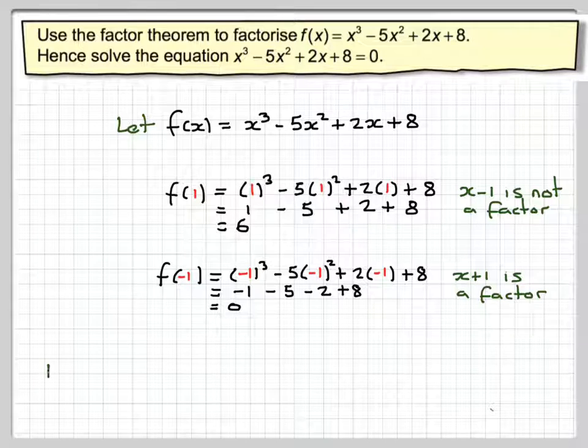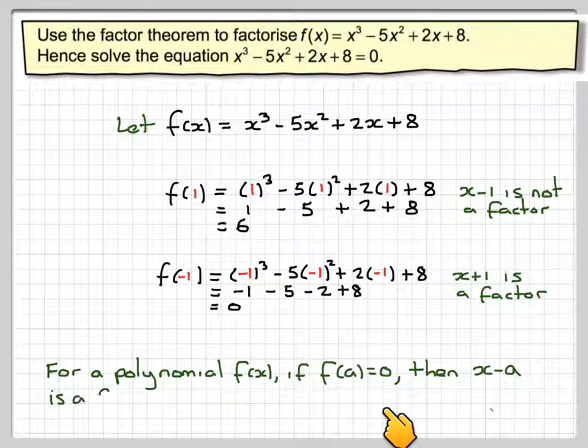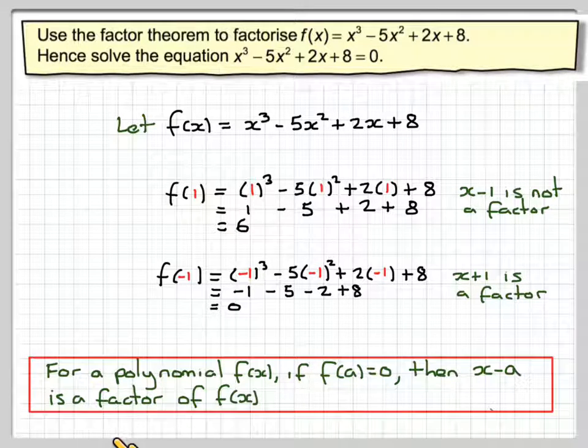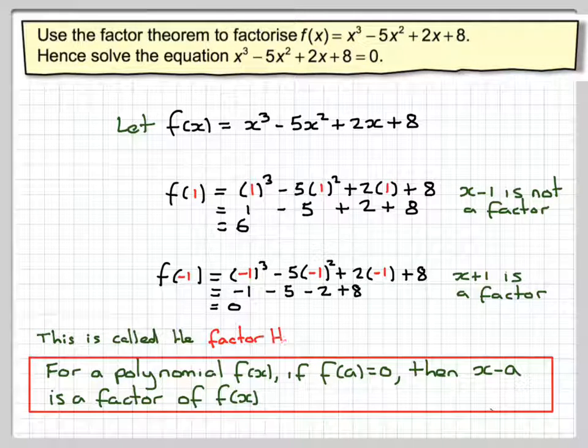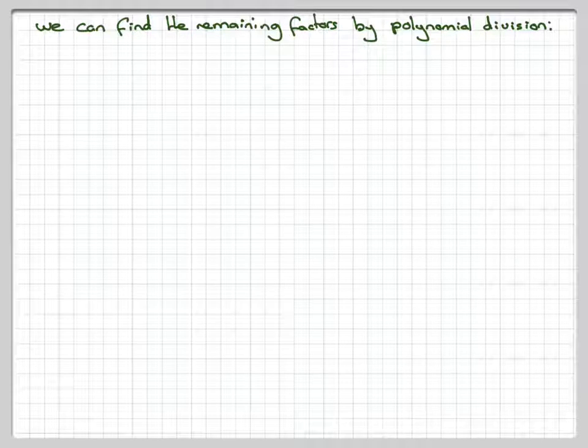So, having established that fact, for a polynomial f of x, if f of a is equal to 0, then x minus a is a factor of f of x, and this is known as the factor theorem. Okay, so it's related very closely to the remainder theorem. If we can find a value such that this is equal to 0, then for that particular value, if f of a is equal to 0, then x minus that number is a factor of f of x. That's how it works. So now you can find the remaining factors by polynomial division.